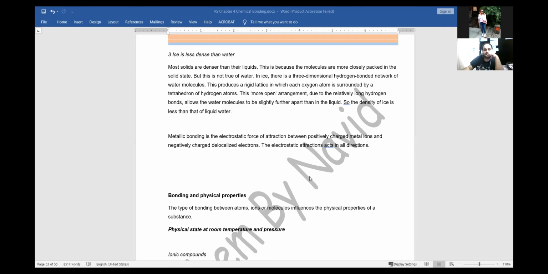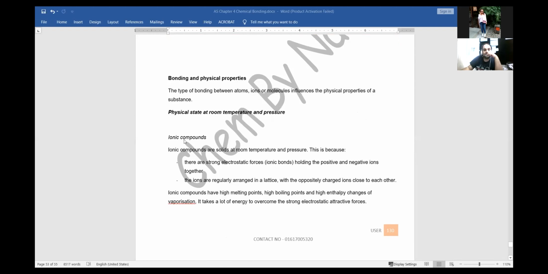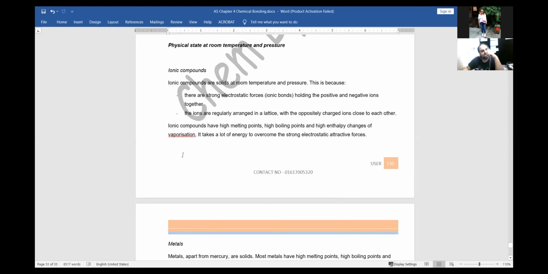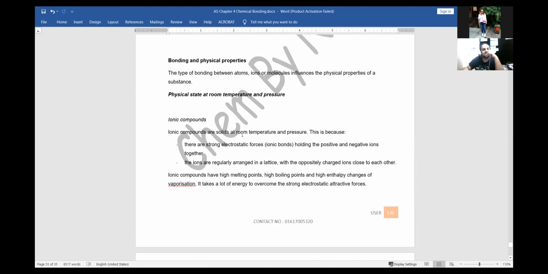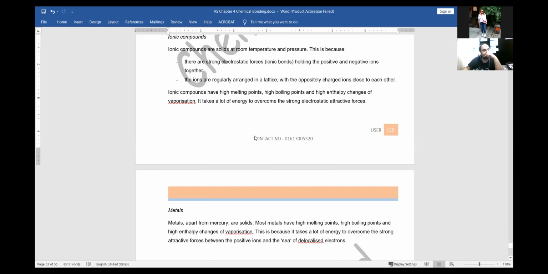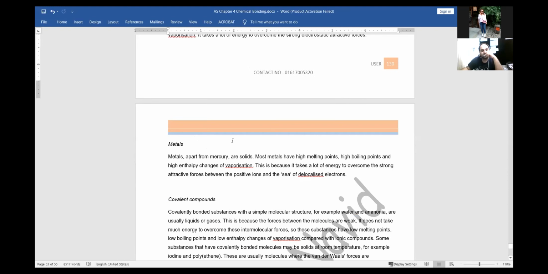Okay, next is bonding and physical properties. So ionic compound physical properties তো জানো, high melting and boiling point, right? Yes sir. They conduct electricity in molten state but not in solid state, blah blah blah. These are the physical states at room temperature. So what is the physical state of ionic compounds at room temperature? Solids. Why? Strong electrostatic forces. Strong ionic bonds.